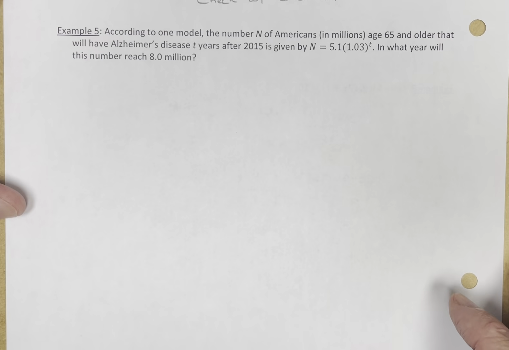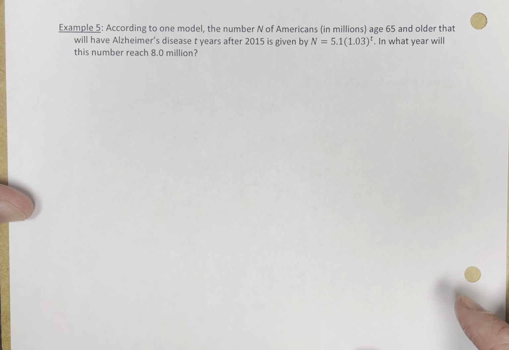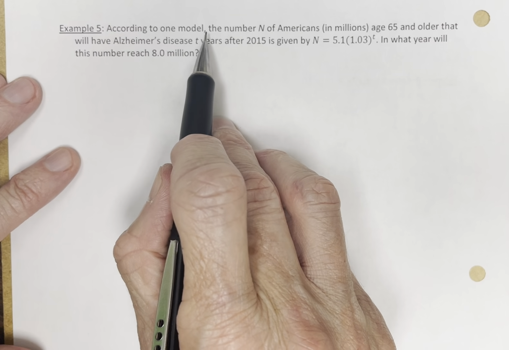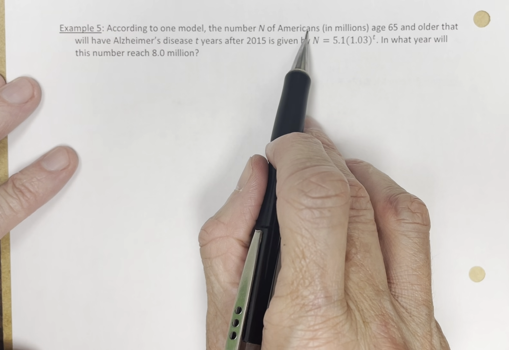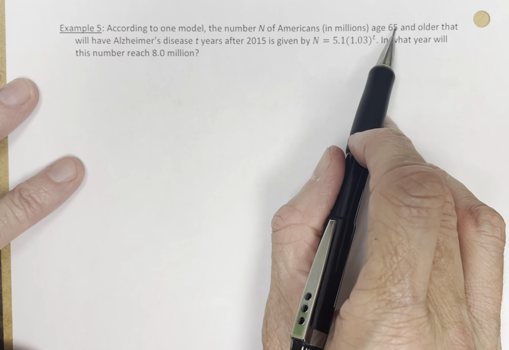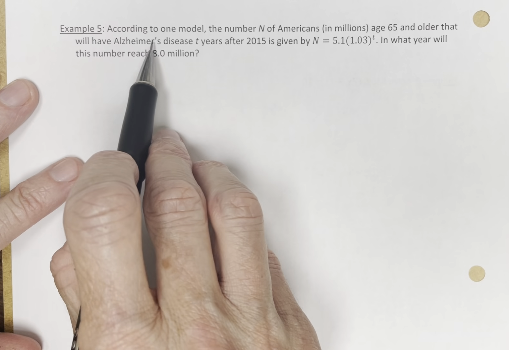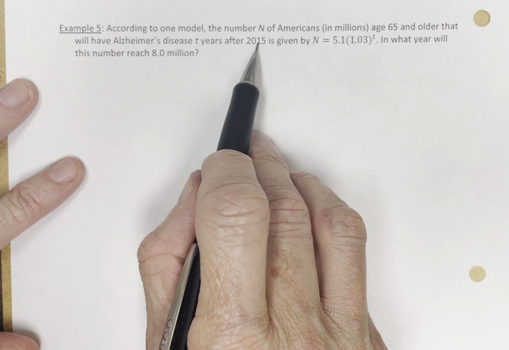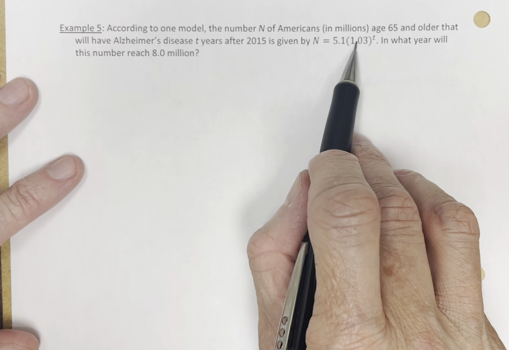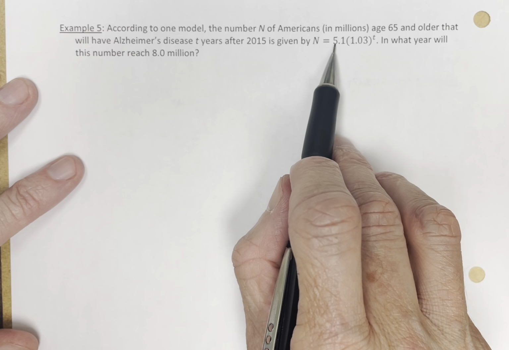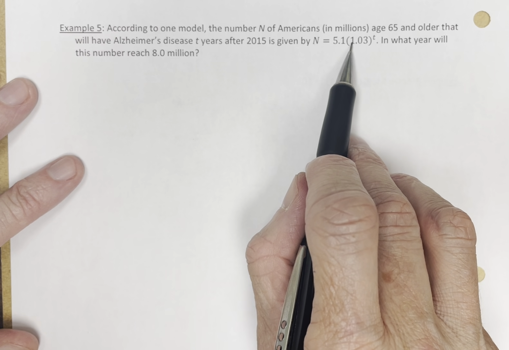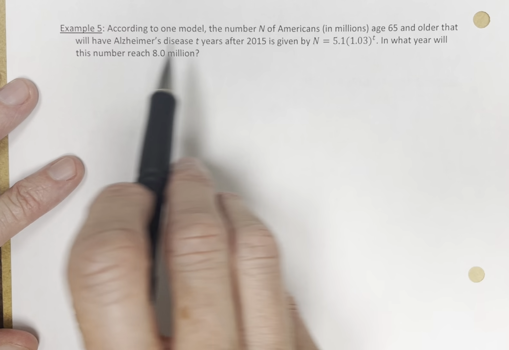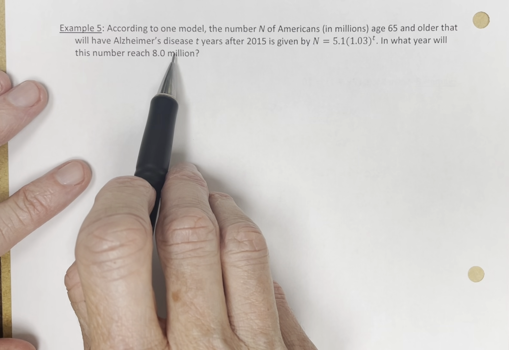Okay, another example. I got a few more. We'll do some application stuff here. Okay, according to one model, the number N of Americans in millions age 65 and older that will have Alzheimer's disease T years after 2015 is given by this exponential function. N equals 5.1 times 1.03 to the t power. In what year will this number reach 8 million?